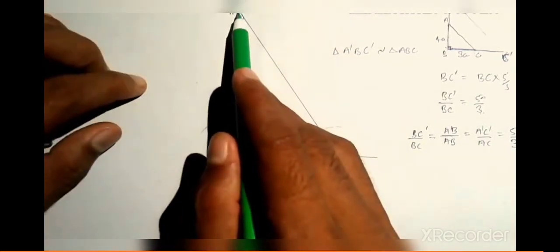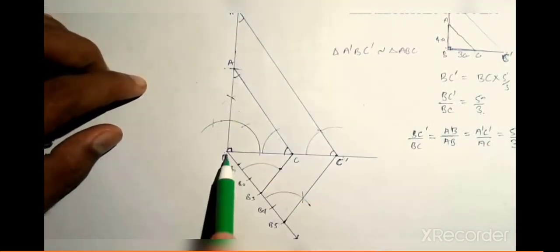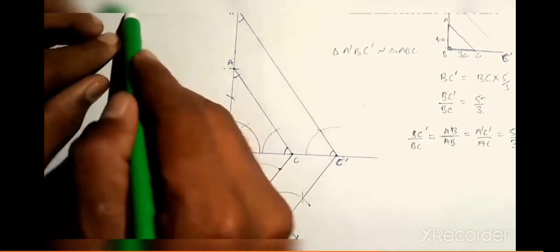So this way we can construct a similar triangle for an improper fraction. It is called an increased scale factor. We can call it an increased scale factor. By this way we can complete the increased scale factor and decreased scale factor.